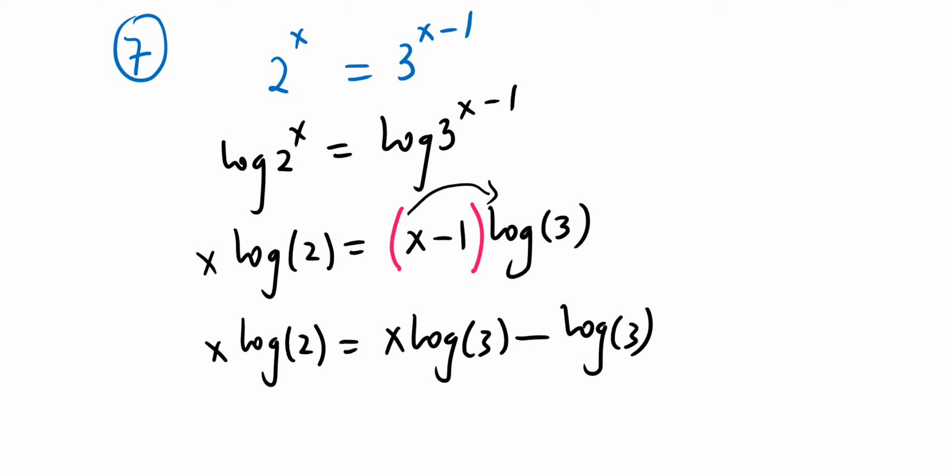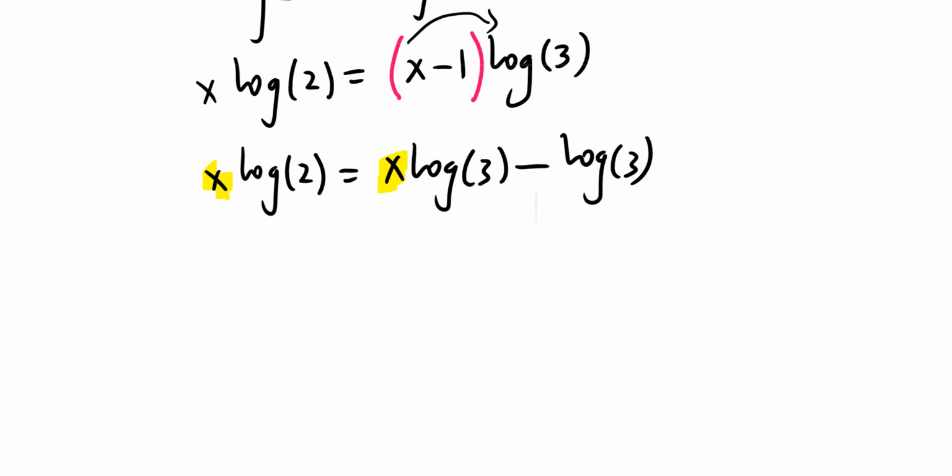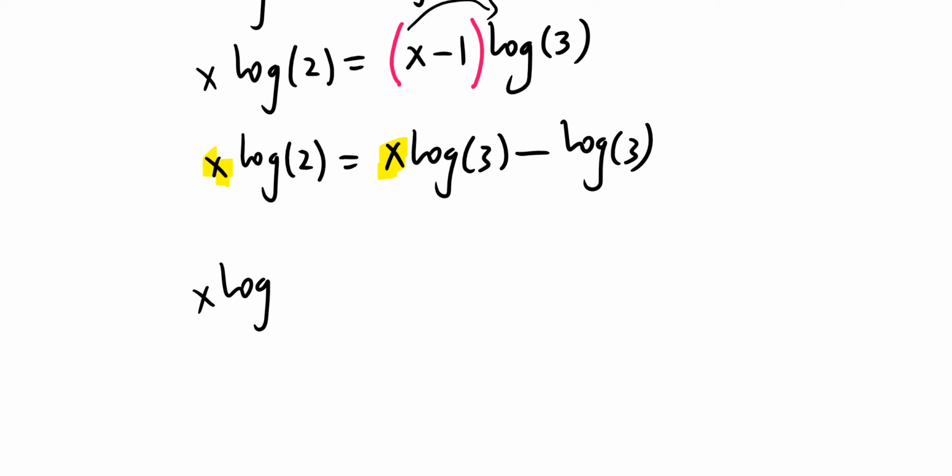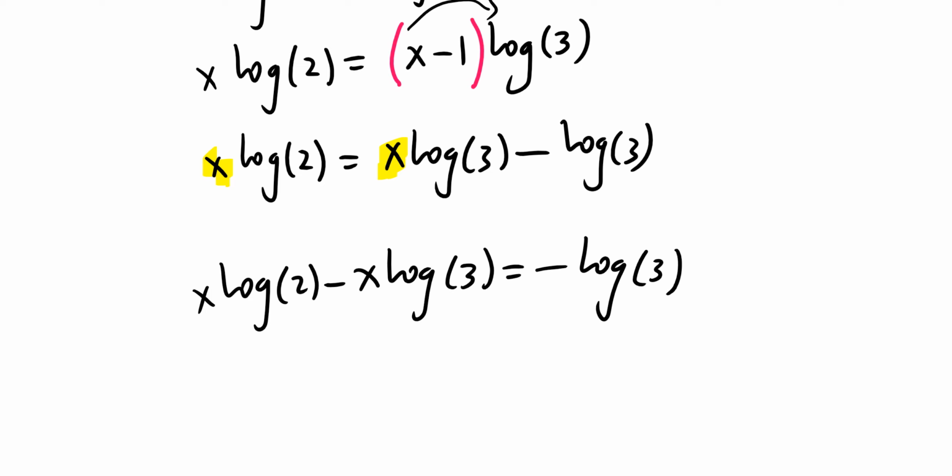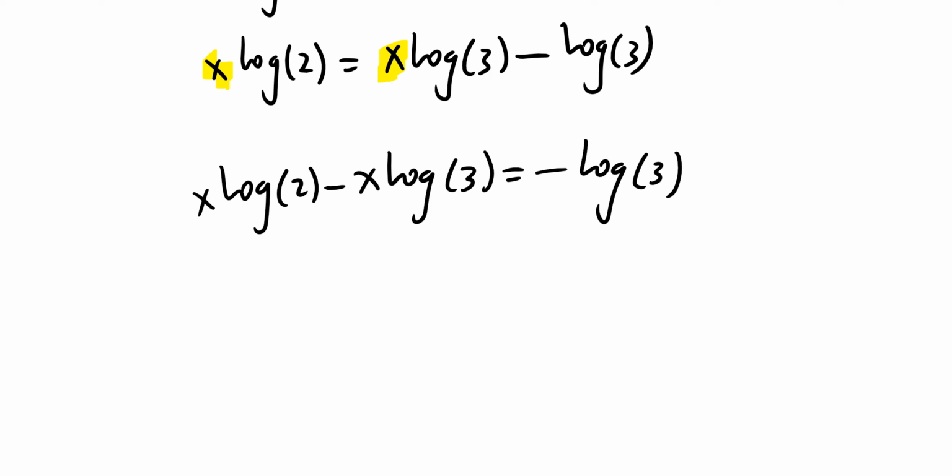Now how am I going to solve for x? Can I divide both sides by log 2? You can, but then there will still be an x, because there's another x here. So what I'm going to do is subtract x log 3 on both sides. I subtract to bring all the x's to one side. And that's how we usually solve most of the problems in standard equations. Get all the x's to one side.